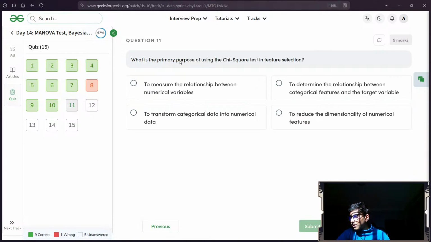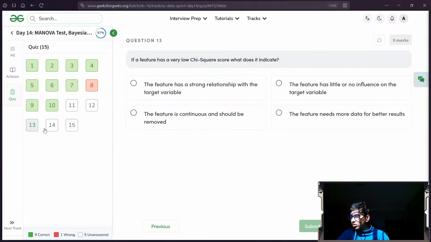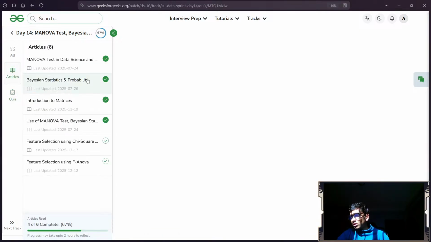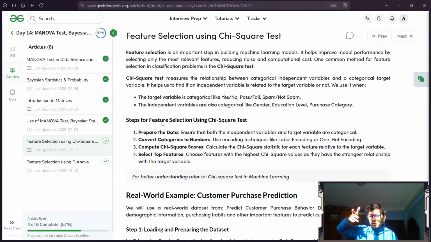What is the primary purpose of using chi-square testing in feature selection? To determine the relationship between categorical features and the target. To transform categorical data into numerical features. Okay, this one we haven't done, but should be able to. Okay, these are for all the chi-square and F tests, right? These are what we will be doing. Okay, let's read first, then do the quiz.